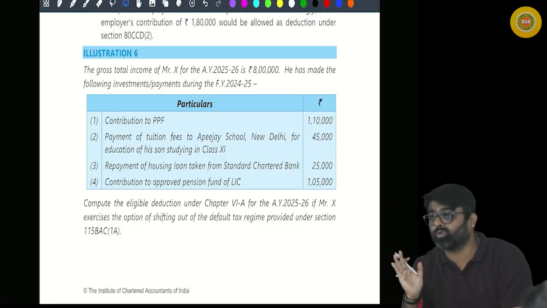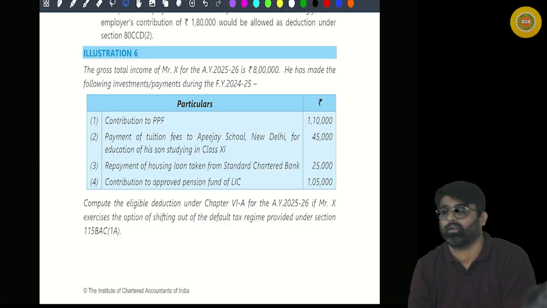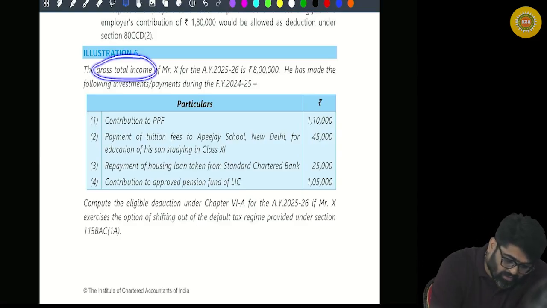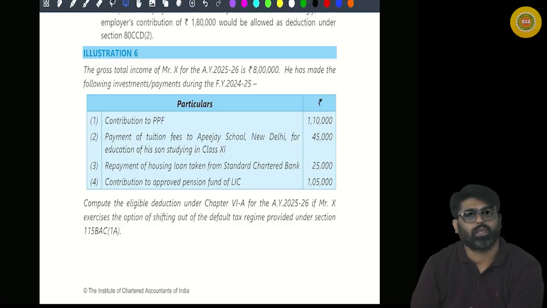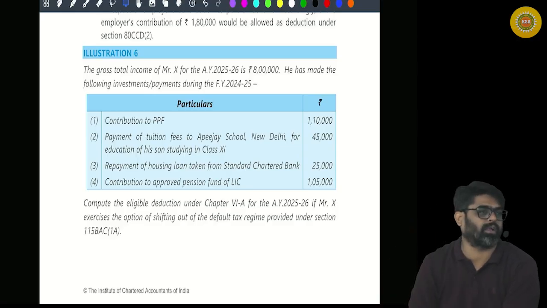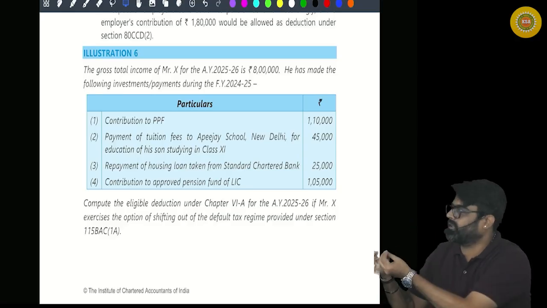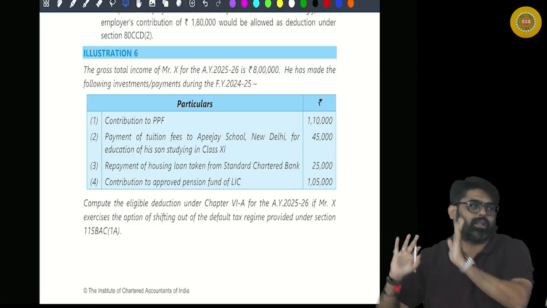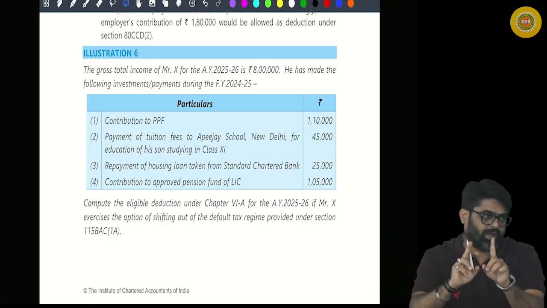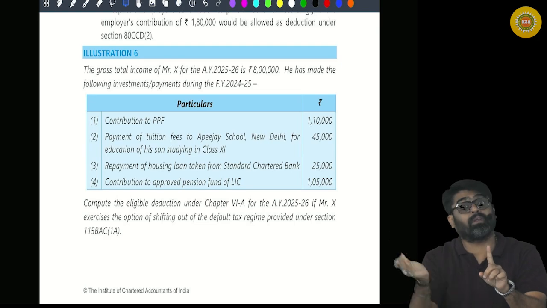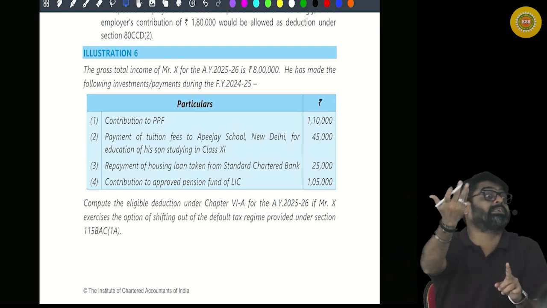Did he tell you to calculate the GTI, or he has himself calculated the GTI? He has himself calculated the GTI. Please take GTI. How much is your GTI? 8 lakh. Okay? The same question they can frame, but they will include details to calculate GTI also.